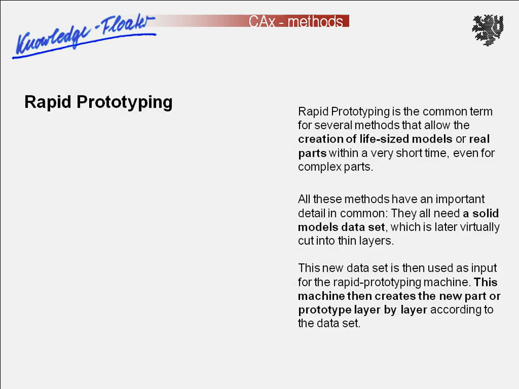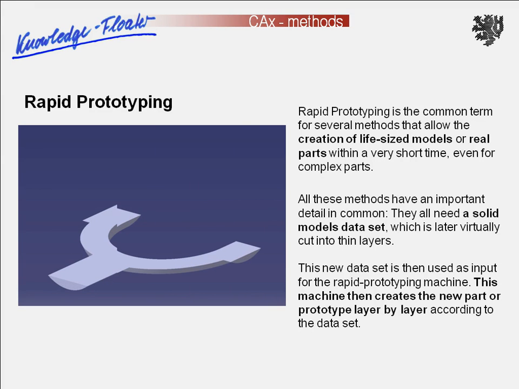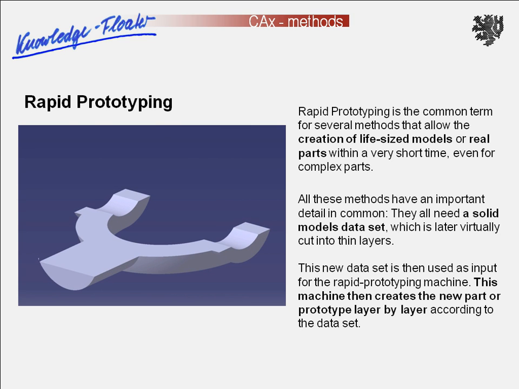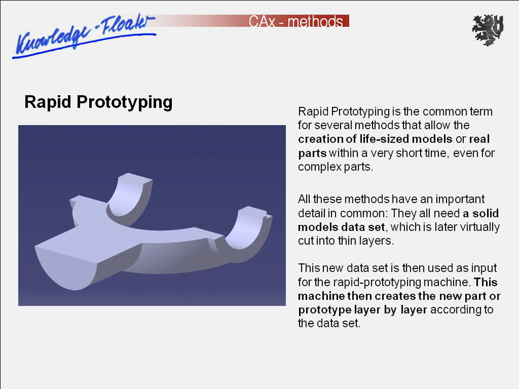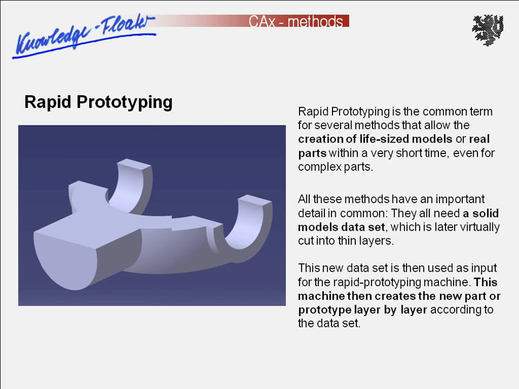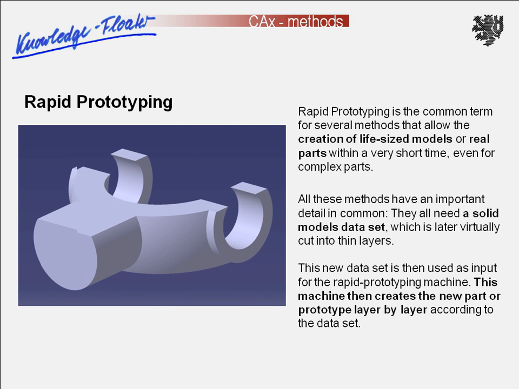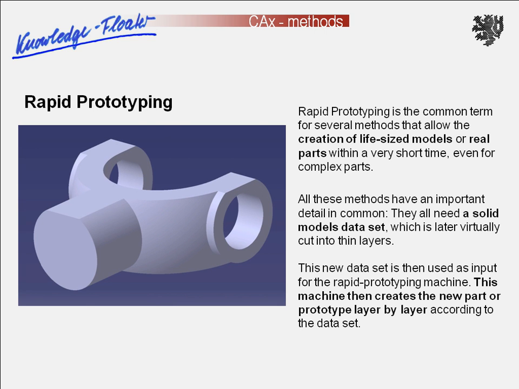Rapid prototyping. Rapid prototyping is a common term for several methods that allow the creation of life-sized models or real parts within a very short time, even for complex parts. All these methods have an important detail in common. They all need a solid model dataset, which is later virtually cut into thin layers. This new dataset then is used as input for the rapid prototyping machine. This machine then creates a new part or prototype layer by layer according to the dataset.